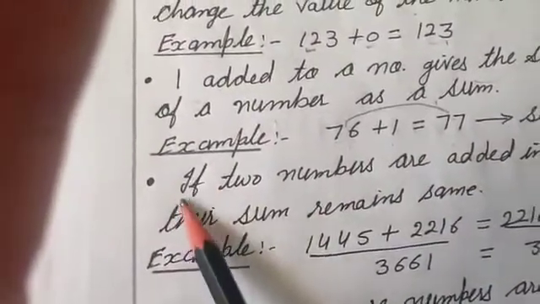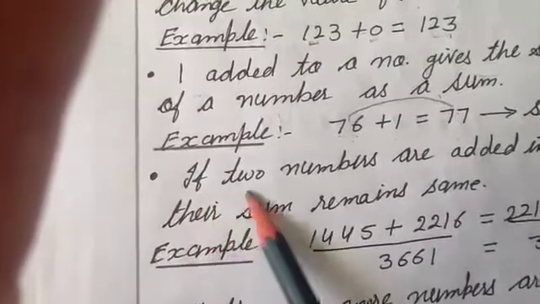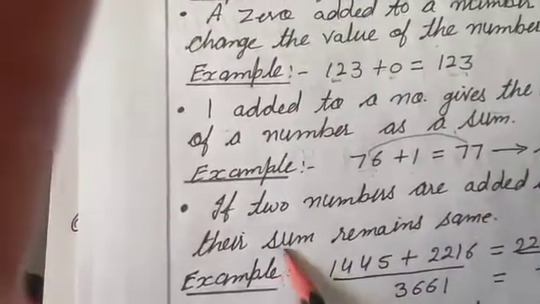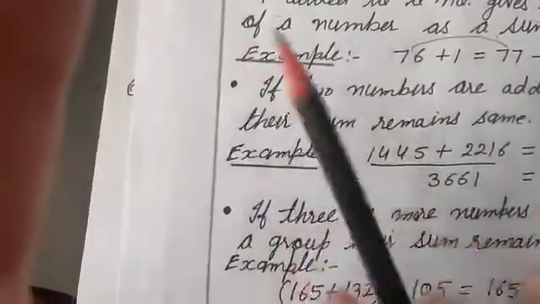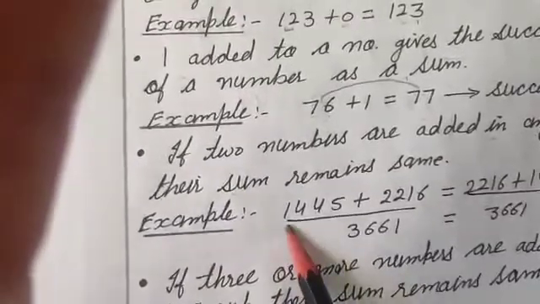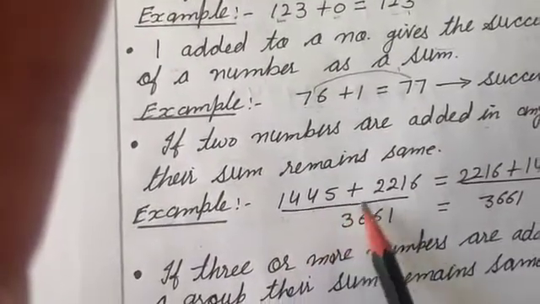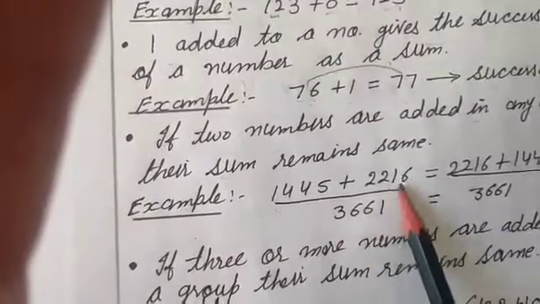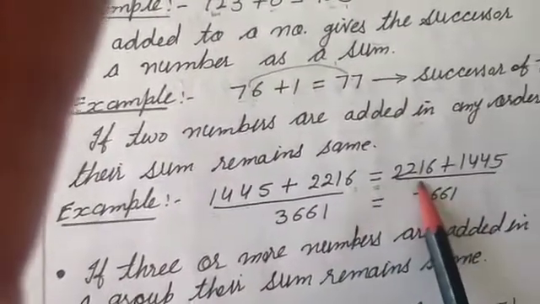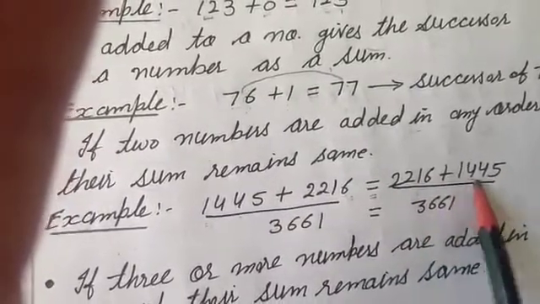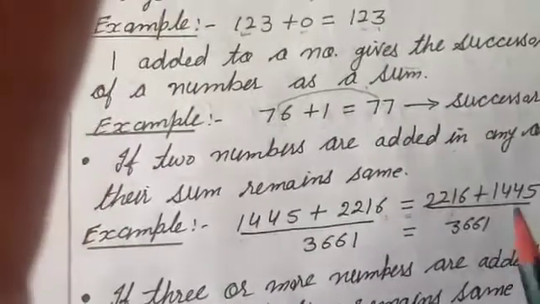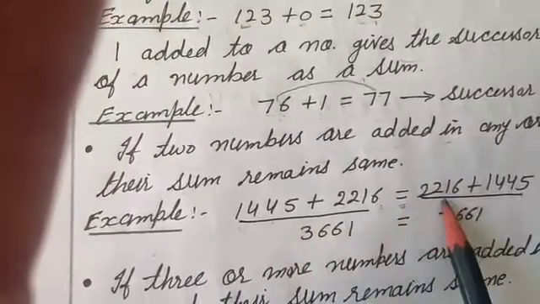The third property of addition is: if two numbers are added in any order, their sum remains the same. I can explain this with an example. See the example here. 1445 plus 2216 is equal to 2216 plus 1445. What have you observed here? Only the order is changed.